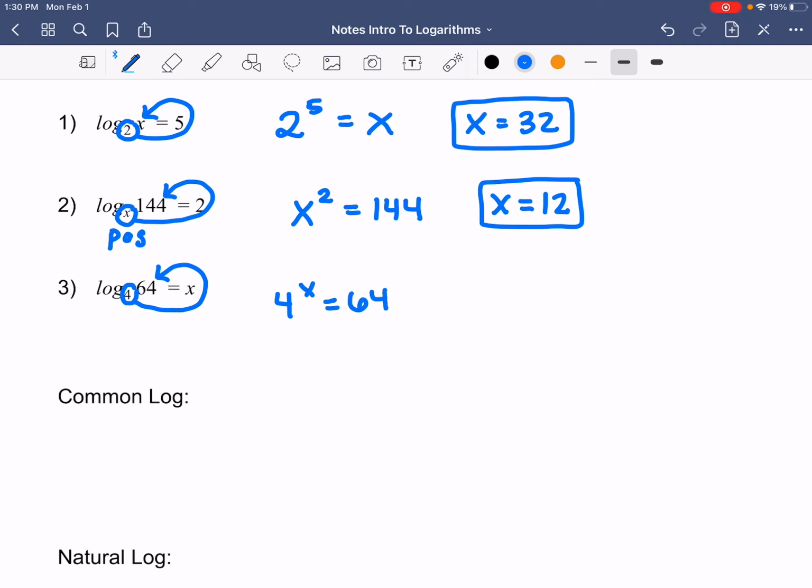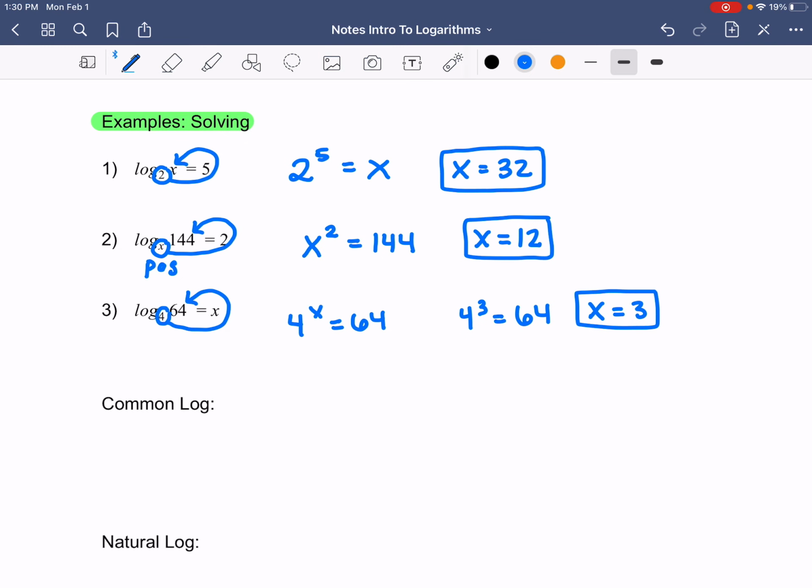So now this looks kind of like the warm-up problems that we did on Monday, which were those exponential ones. So 4 to the power of 1 is 4, 4 to the power of 2 is 16, but 4 to the power of 3 is 64. Therefore, x just has to be equal to 3. So we'll get into more solving later, but those are just kind of some little mini solving problems.